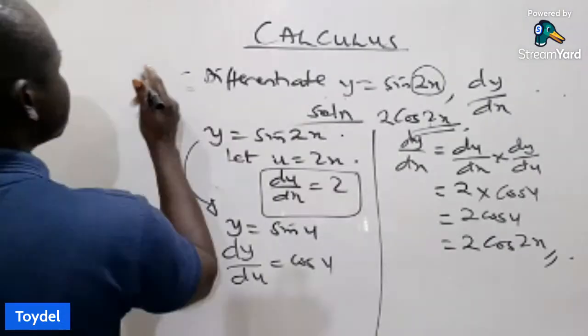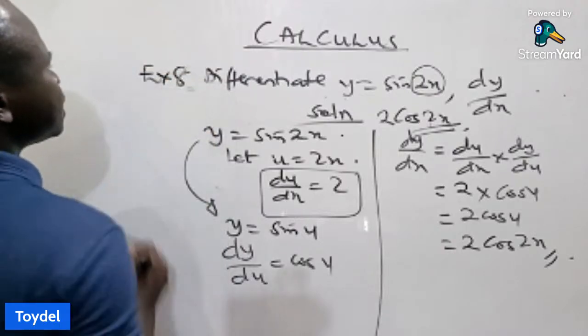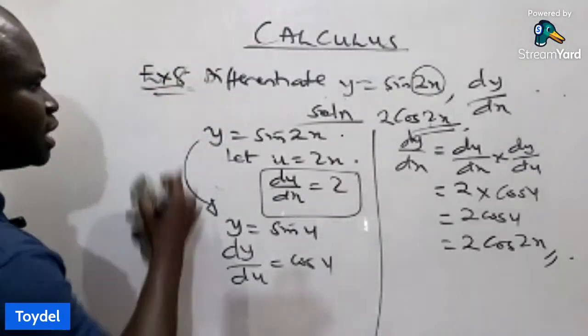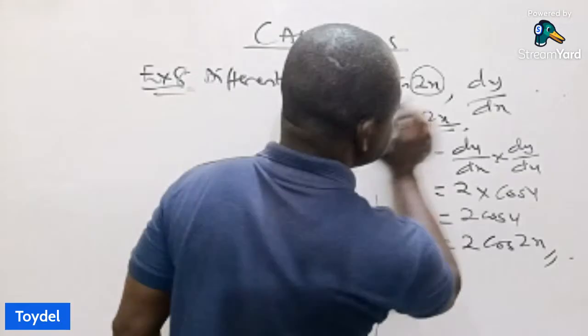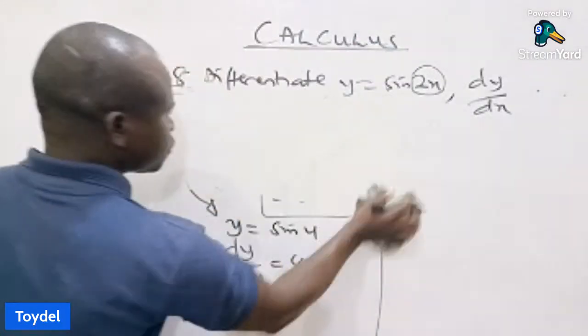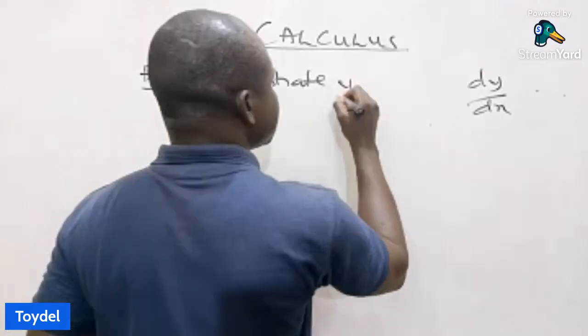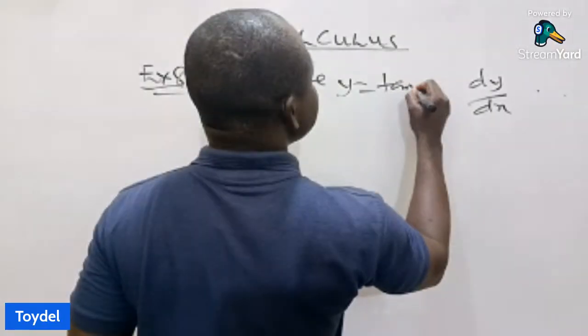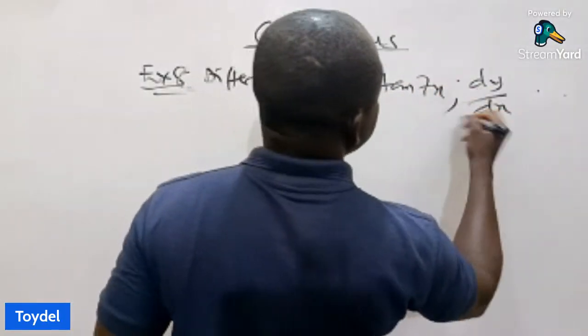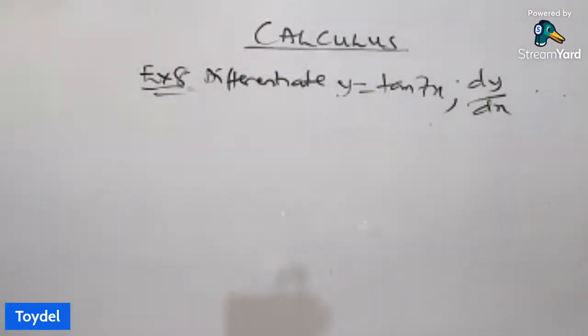So let's see another one. Example 8. Let's see another example. In this case now, let's have y equal to tan 7x. The question now says find dy dx. So you have to note the derivative of this trigonometric function.